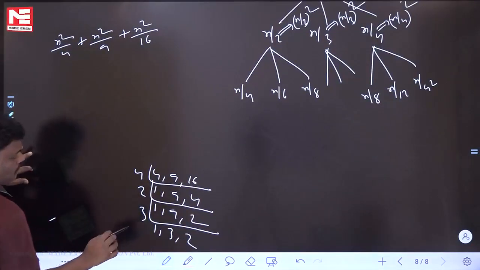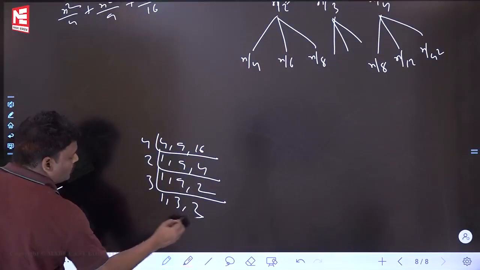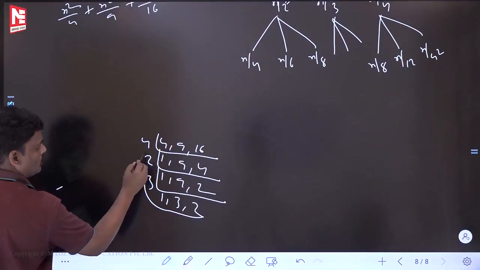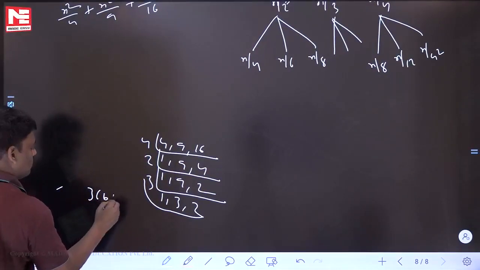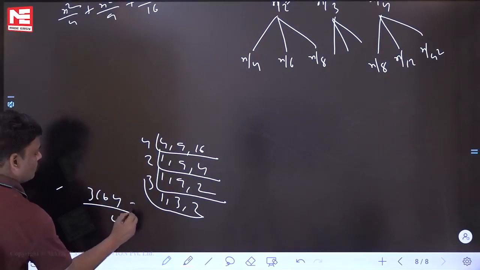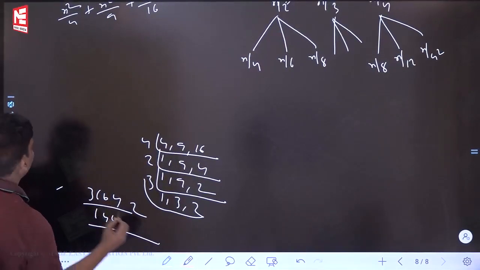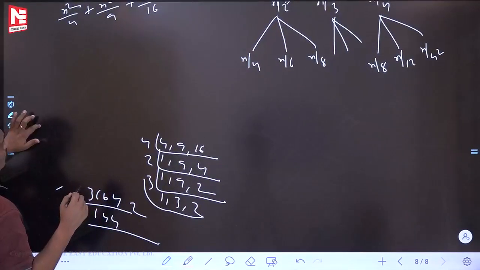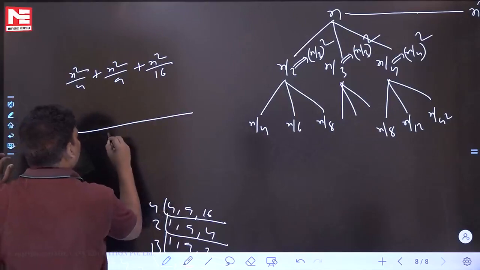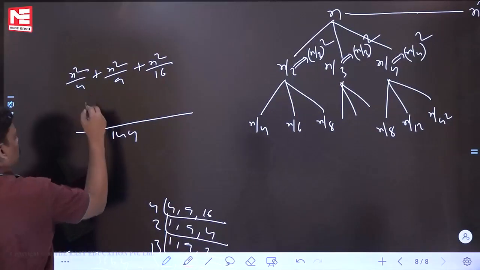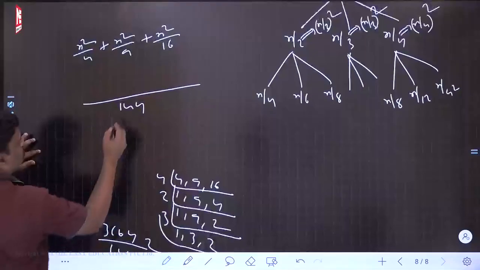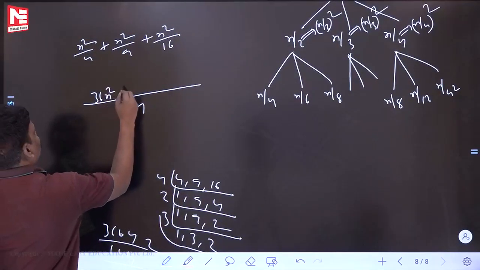I think this is the LCM. So multiply 2, 3, 6. 6 times 3 is 18, 18 times 2 is 36, 36 into 4 is 144. LCM is 144. You know very well how to add. So what is the answer? 4 into 36, same thing: 36 n square.